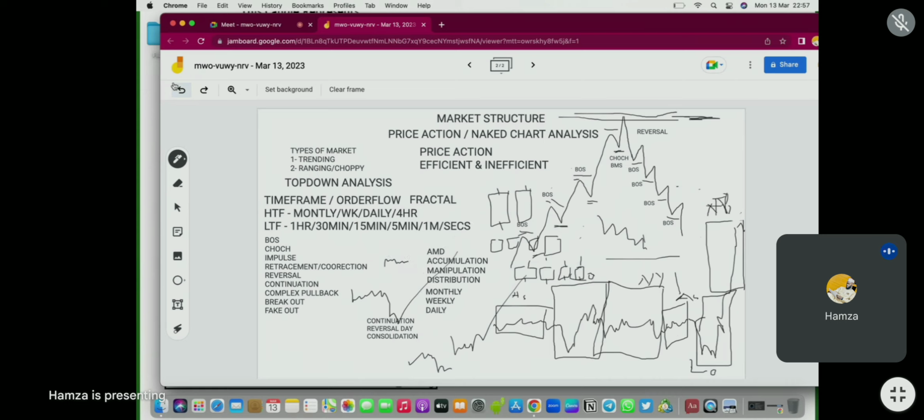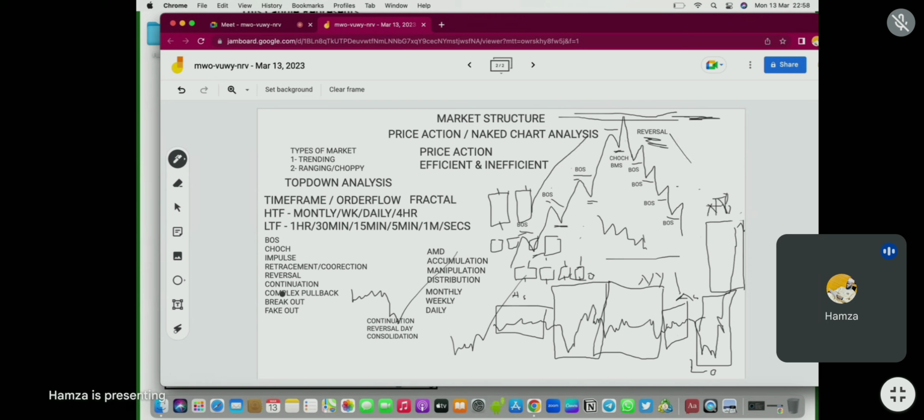So yeah, I did speak about the concept of break of structure. Impulse, correction, impulse, break of structure. And instead of a correction, we had an impulse that then broke the previous low. Boom, change of character, or break in market structure. We then have a reversal. So this here is a continuation phase. This here is a reversal phase.